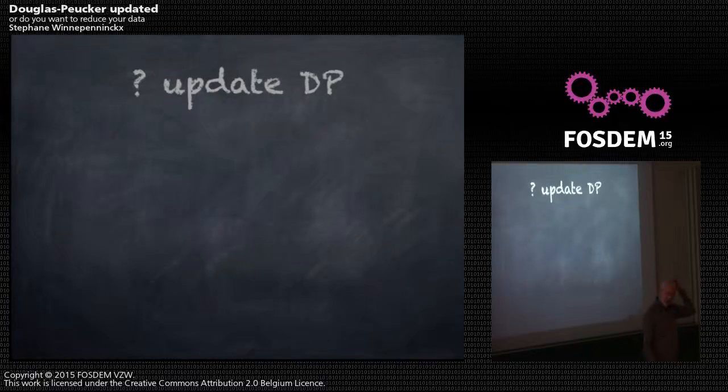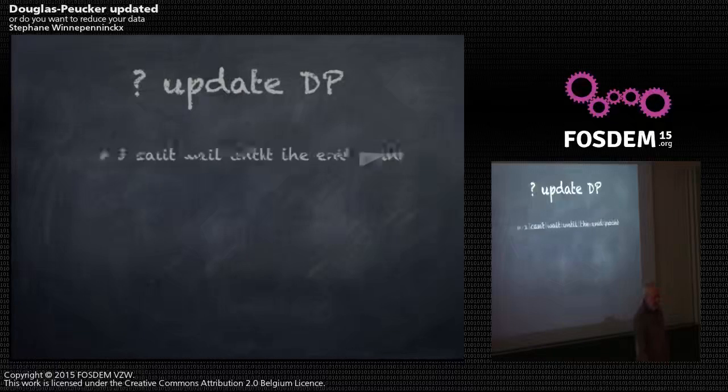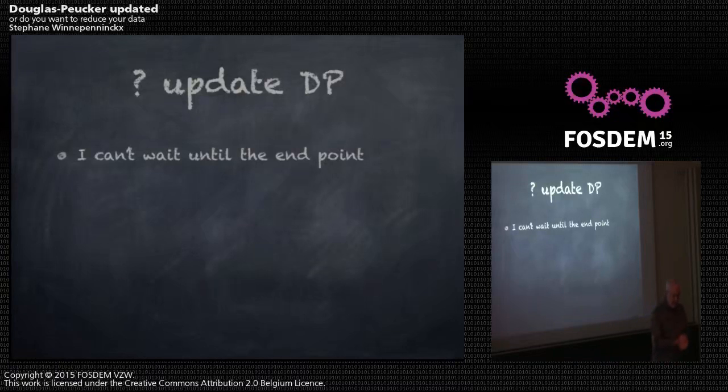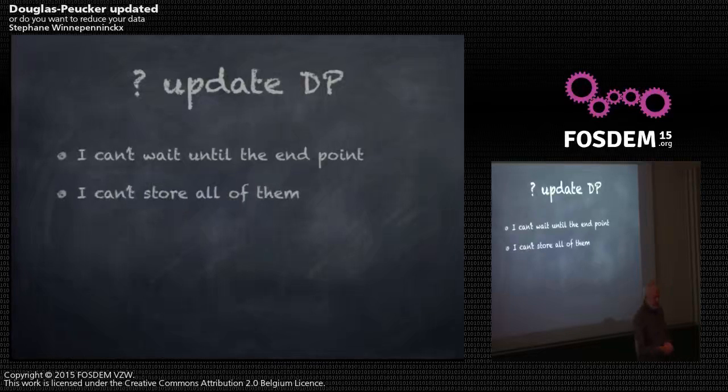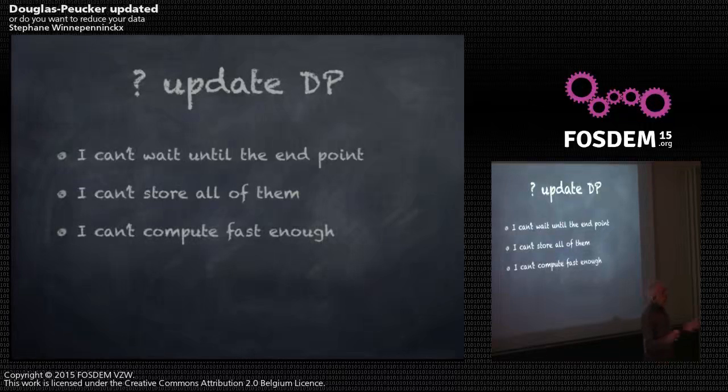So why do I need to update the Douglas-Peucker algorithm? I can't wait until the endpoint, and there are several reasons for that. One of the reasons is that I can't store them all. In the example of going to the south of France with a small device, you probably will not have enough memory. Maybe I cannot compute it fast enough when I arrive. Maybe I have a larger device, but when I turn the key of my car and the power is out, my navigation system shuts down, and it has to start all the computation, and it's too late to compute it.